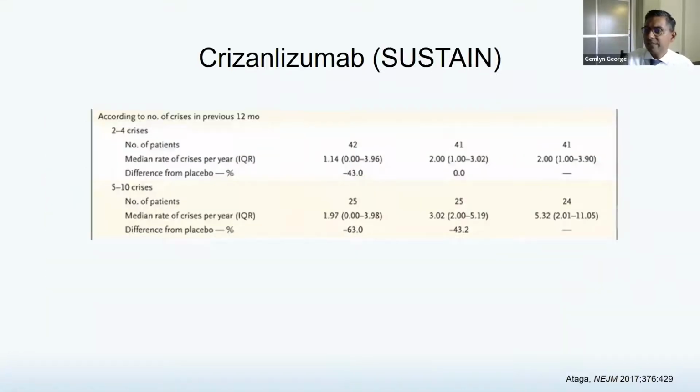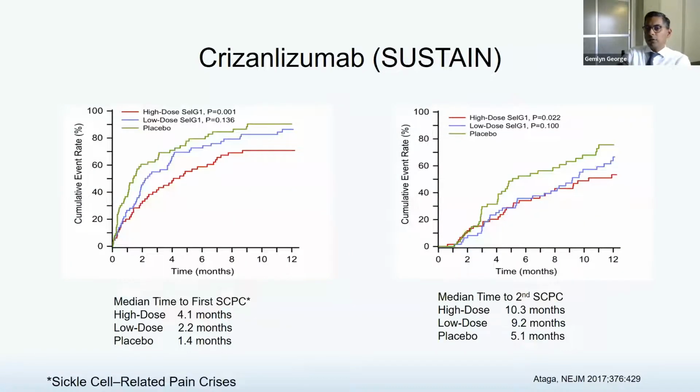Now, these differences became even more pronounced when examining crisis rates based on the number of crises in the previous 12 months. There is a dramatic difference, there's a dramatic reduction in patients who had suffered 5 to 10 crises in the previous 12 months. I'm not showing you the safety table, but essentially there were no differences between the two groups. This is a survival plot showing the dramatic difference between the high dose criz and the placebo, which is in green.